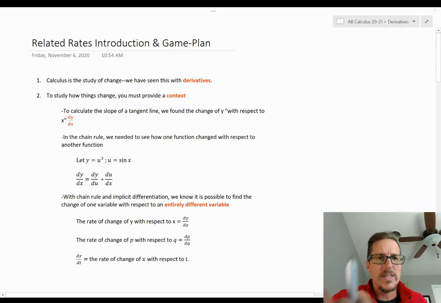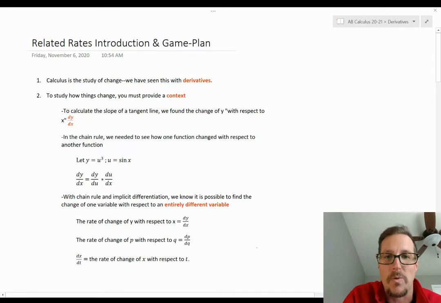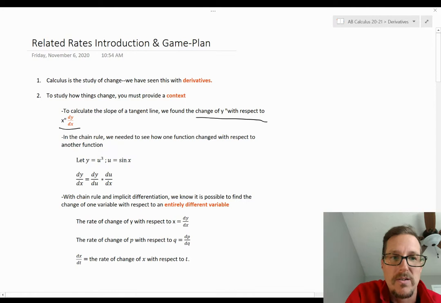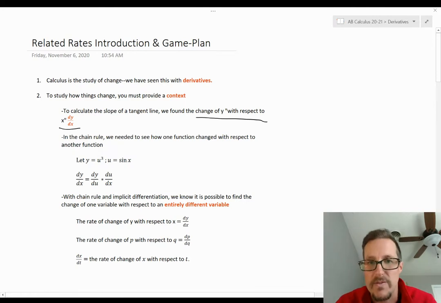But calculus is the study of change, right? We've been spending a lot of our time talking about derivatives so far. And derivatives are this rate of change, this instantaneous rate of change at a point, slope at a point. You know the idea, right? So to study how things change, you've got to provide a context. We've been talking about taking derivatives, but we've been doing it with respect to a certain variable. For example, the change of y with respect to x, right? That's dy/dx. You can't just take a derivative. You have to take the derivative with respect to x or with respect to some other variable.